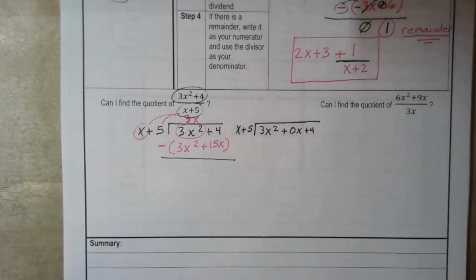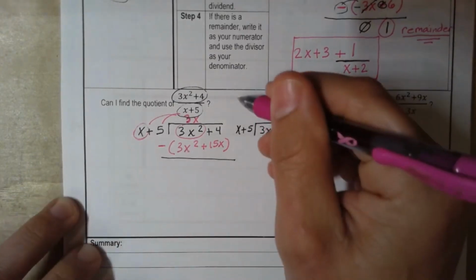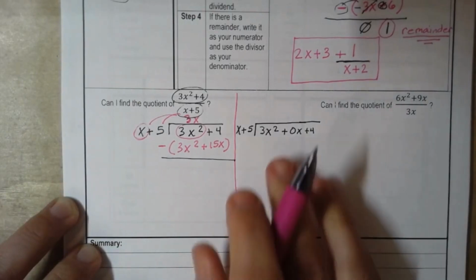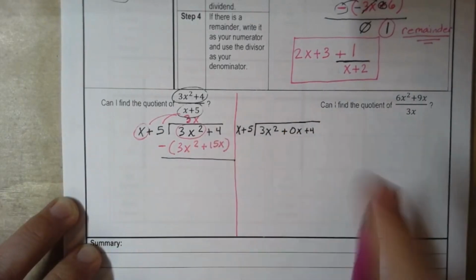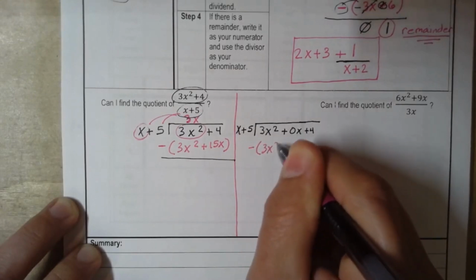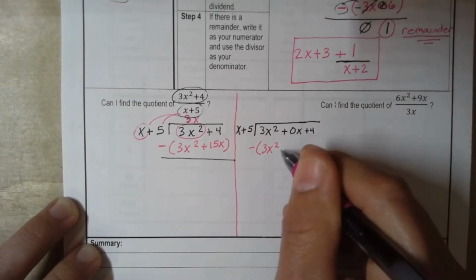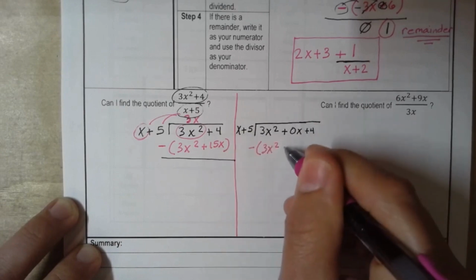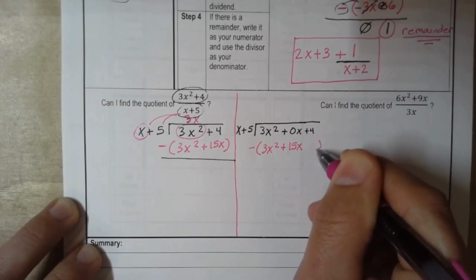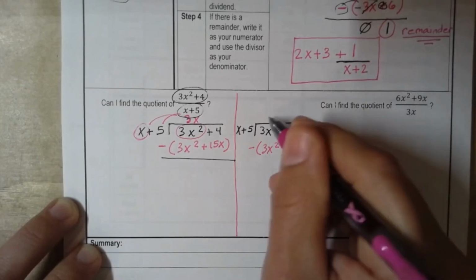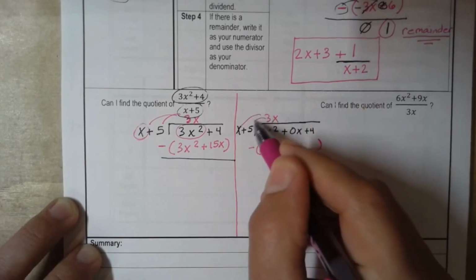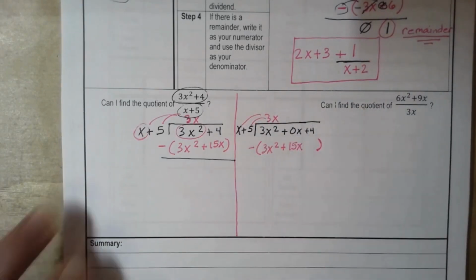So I'm going to rewrite this for you, just like I got it written over here. I'm going to do the same thing on this side. Maybe I'm going to draw a line to separate it so we don't get our problems mixed up. It's the same problem. I just added that 0x in there. So minus 3x squared, and then I'll go ahead and say plus 15x. Close parenthesis. And up here I still have the same thing. 3x is what I multiplied to x and to plus 5 to give me the 3x plus 15.